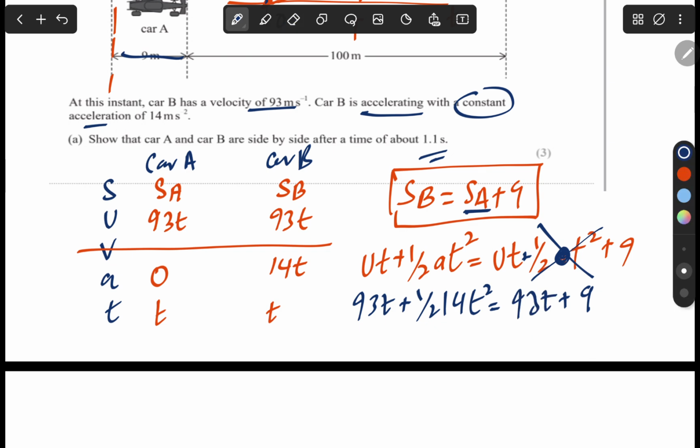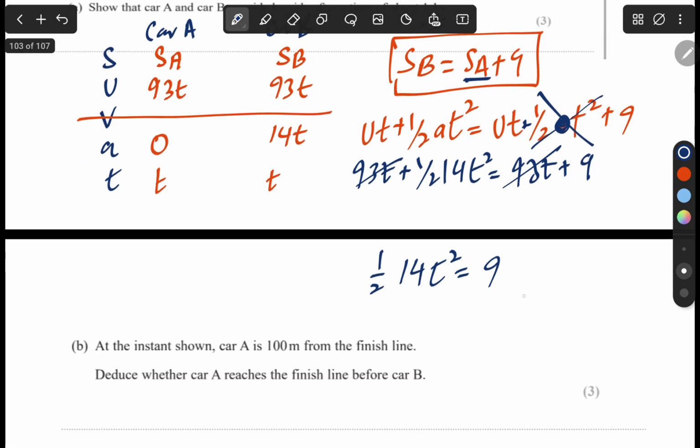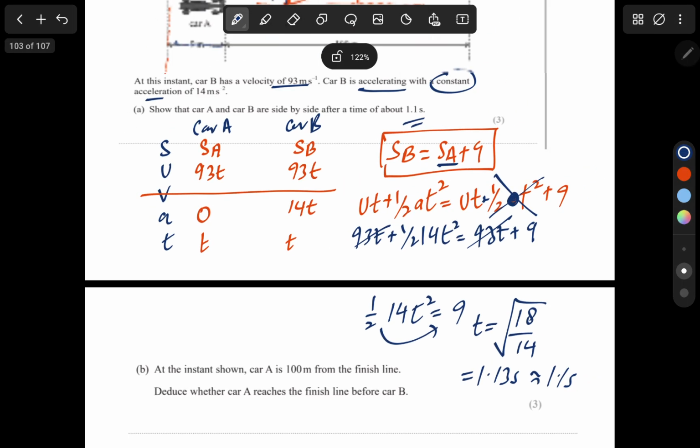Then the 93t cancel out, so you get half 14t square is equals to 9. That brings you to 2 multiplied to the other side, 18 over 14 square root is equals to t. That's gonna give you 18 over square root of 14. So that gives you 1.13 seconds, which is approximately 1.1 seconds. Okay, so hope you understood this question.